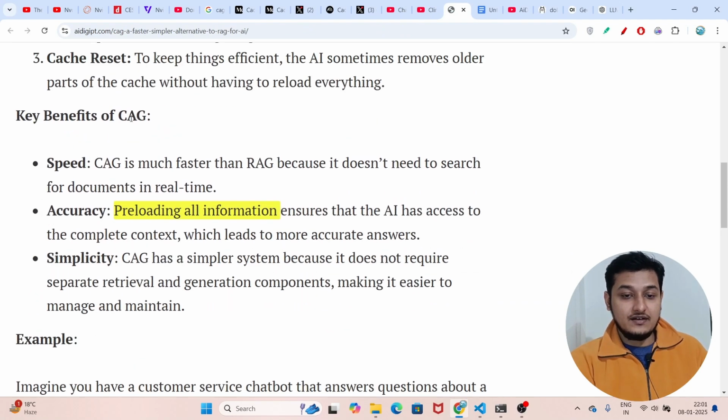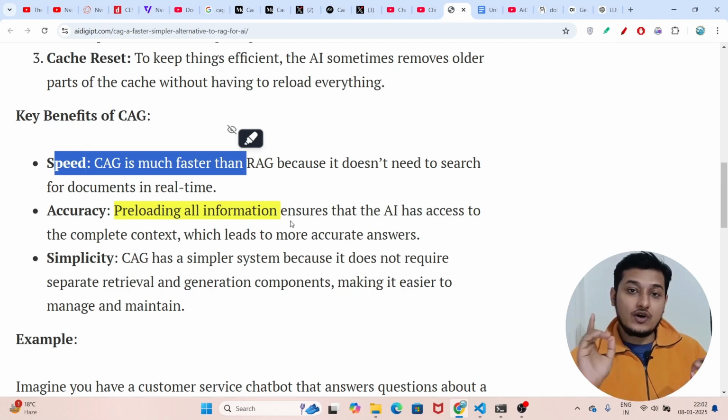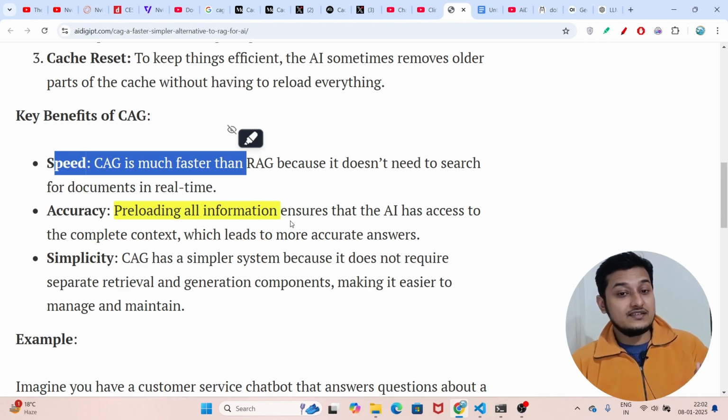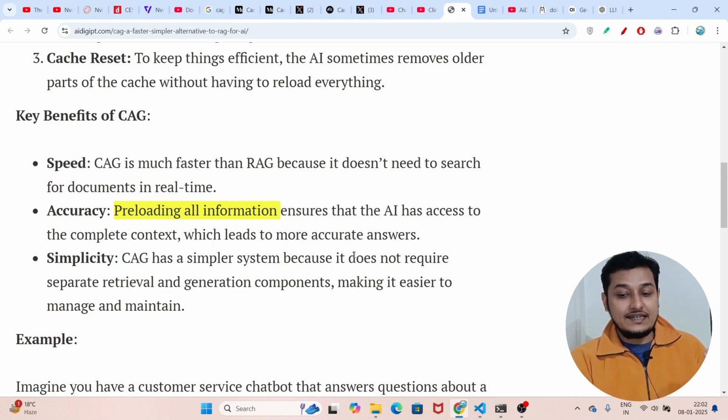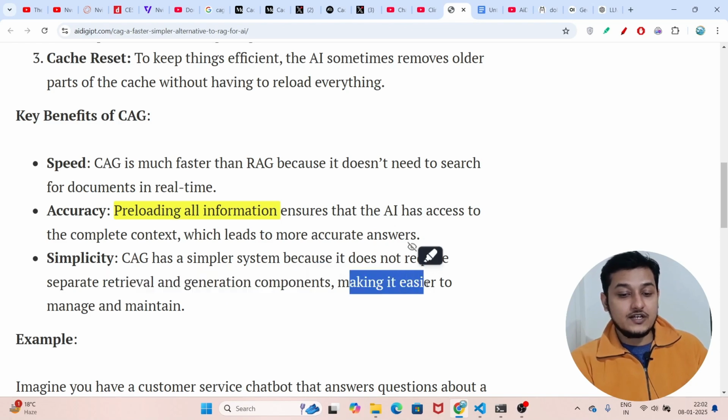Let me show you another thing. Here you see the key benefits of CAG. The first is speed. CAG is much faster because I am not going again and again to the data source or the knowledge base. Also accuracy. As we have preloaded the information, I have the information I got earlier. But if I go again and again to the data source, there might be an accuracy issue. Another thing is simplicity. CAG has a simpler system because it doesn't require separate retrieval and generation components, making it easier to manage and maintain.